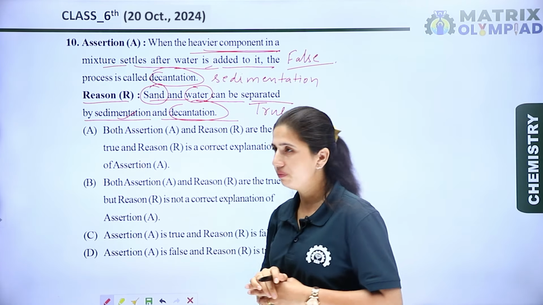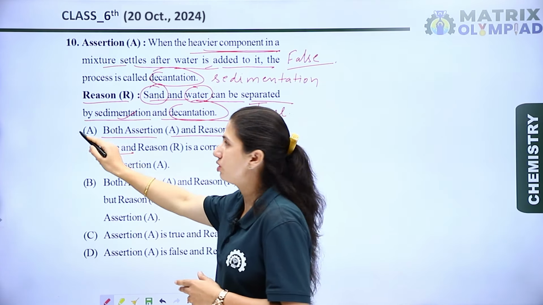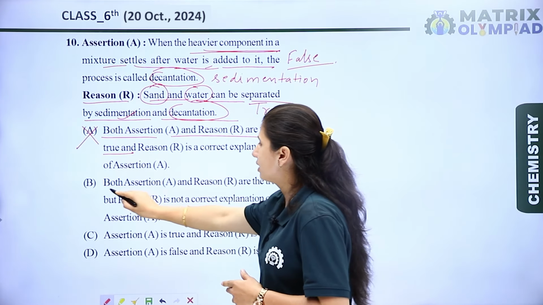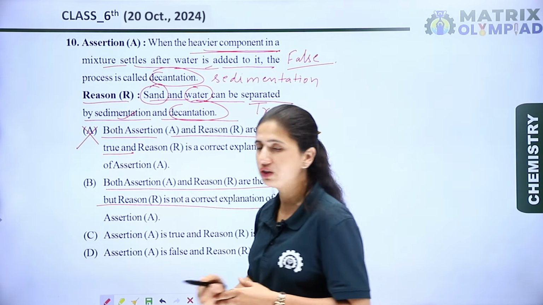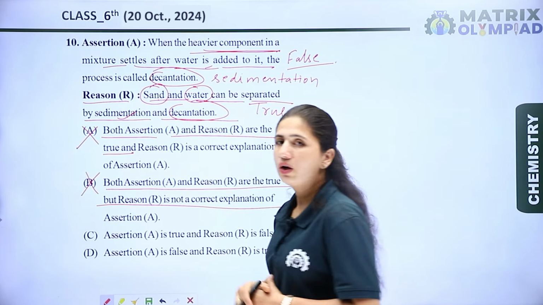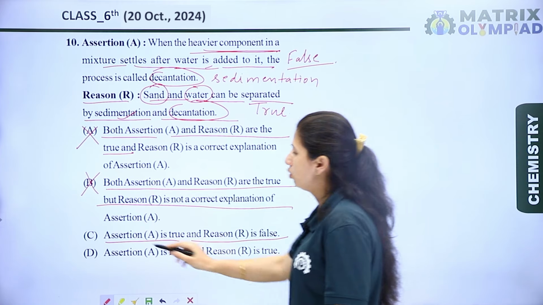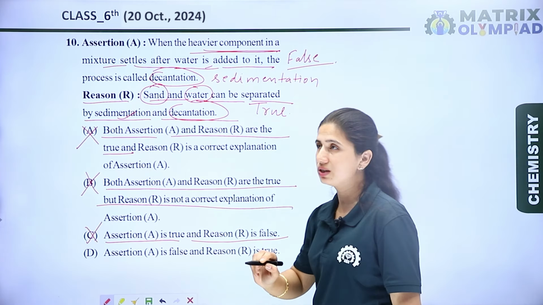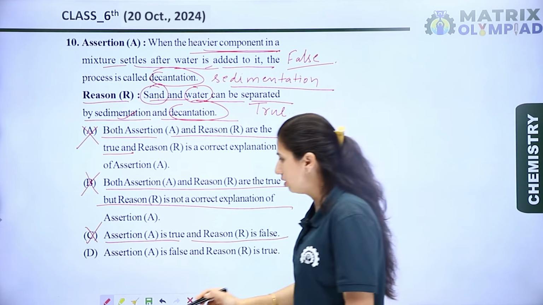Now let's see the options. The first option is both assertion and reason are true. No, assertion and reason both are not true. Next is both assertion and reason are true and reason is not a correct explanation of assertion. It is also a wrong statement. Next is assertion is true and the reason is false. No, assertion is not true because the process is not known as decantation, it is known as sedimentation.